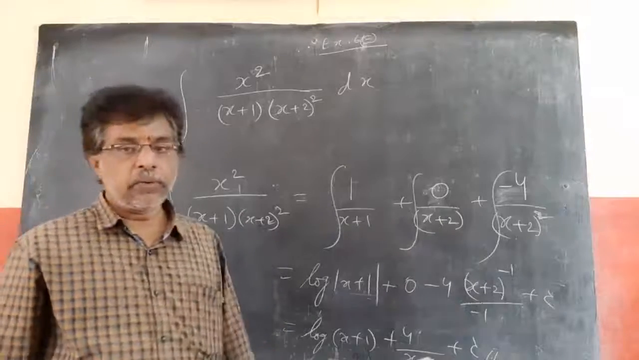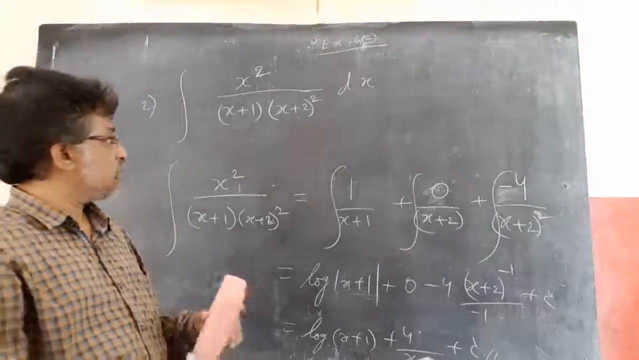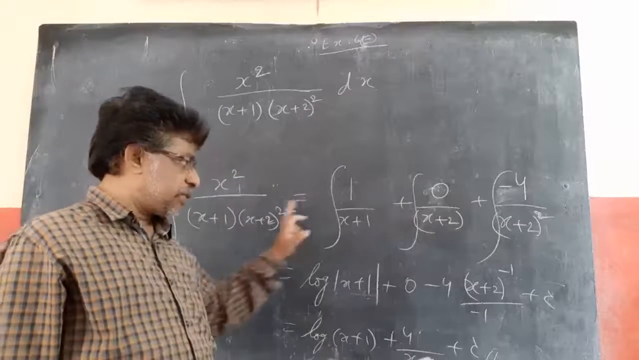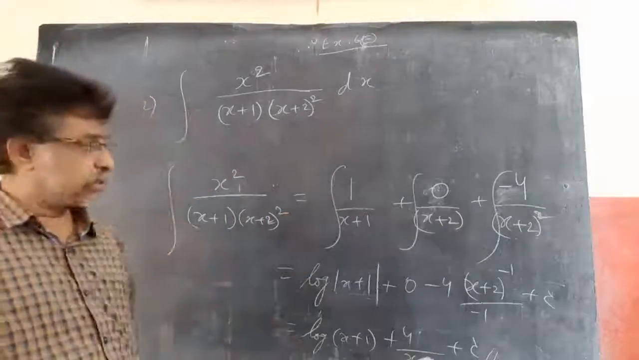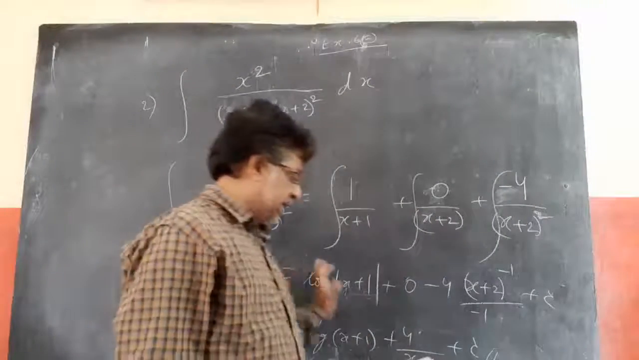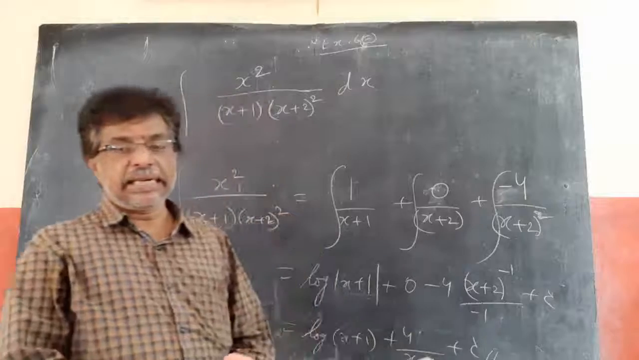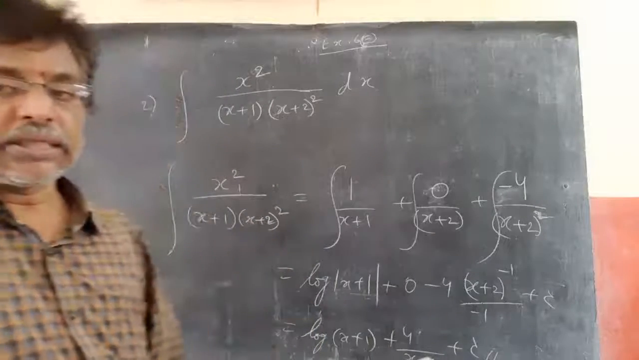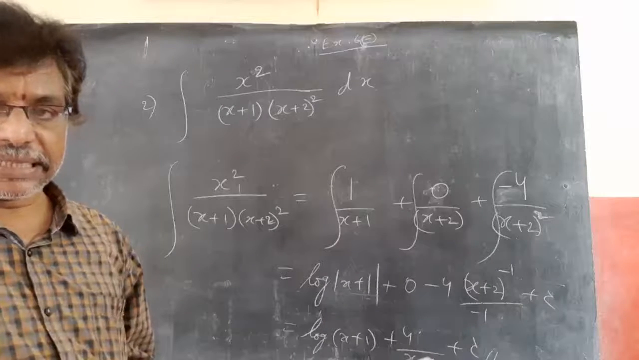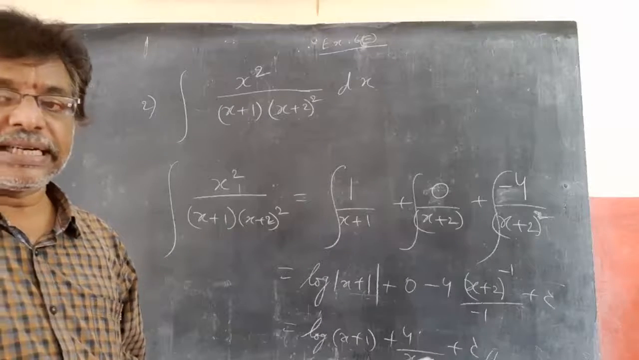So what I am doing is I am going for partial fractions: a by this plus b by (x plus 2) plus c by (x plus 2) whole square. Then I am finding the a, b, c values, then integrating on both sides. So this is a simple way of integrating this, because there is no u by v rule in integration.